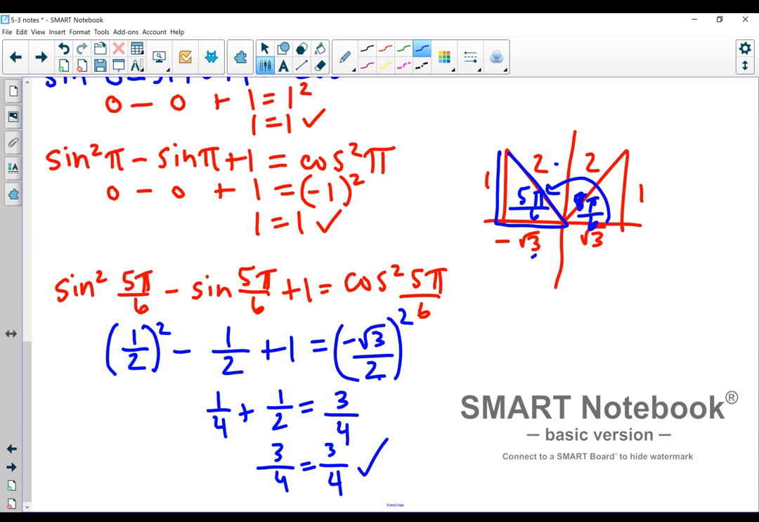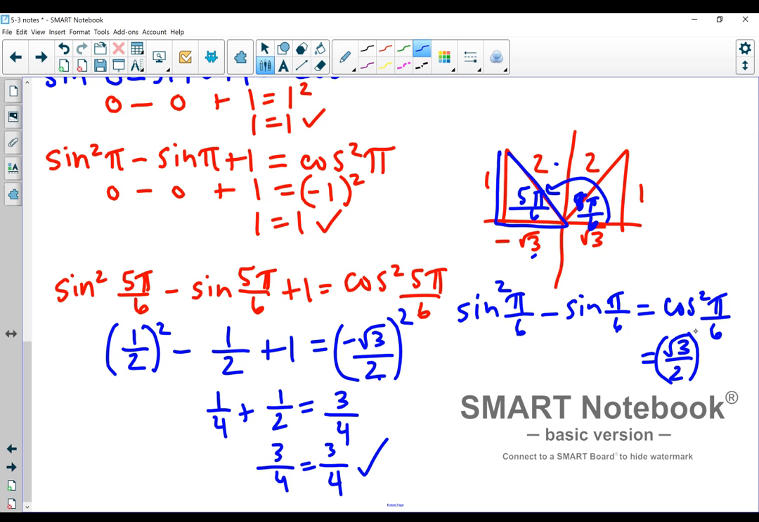And then the last one, I'm checking that pi over 6. I'm going to try and squeeze it in on the right. Sine squared pi over 6 minus sine pi over 6 equals cosine squared of pi over 6. So now we're working with the triangle on the right. So it's almost the same. The only difference is that square root of 3 is now positive. Everything else, my sine functions are going to have the same value. Oops, there was a plus 1 in here.